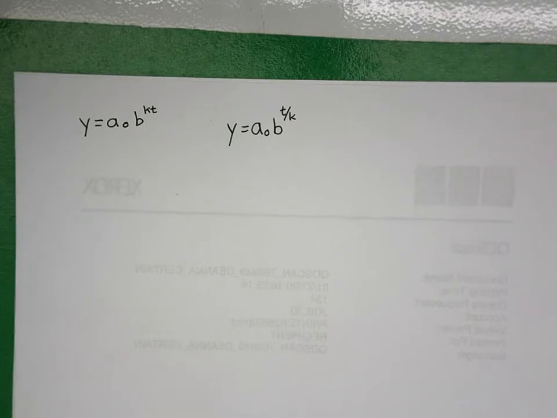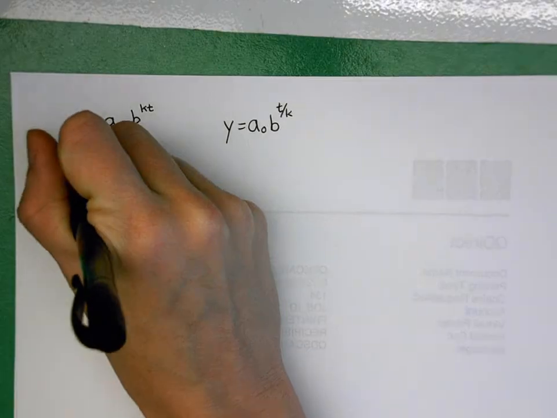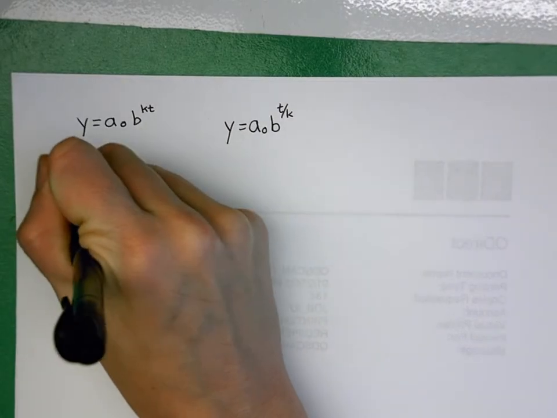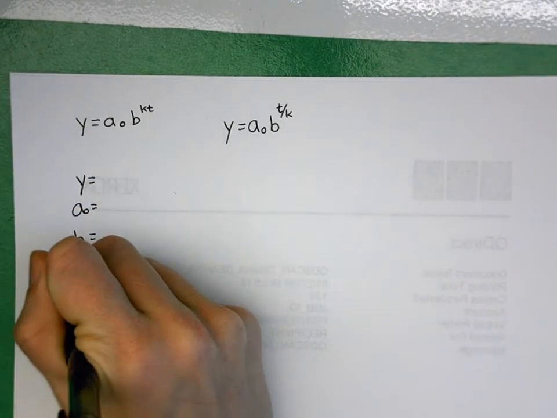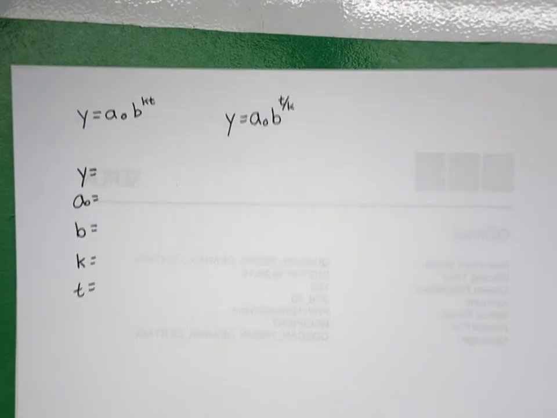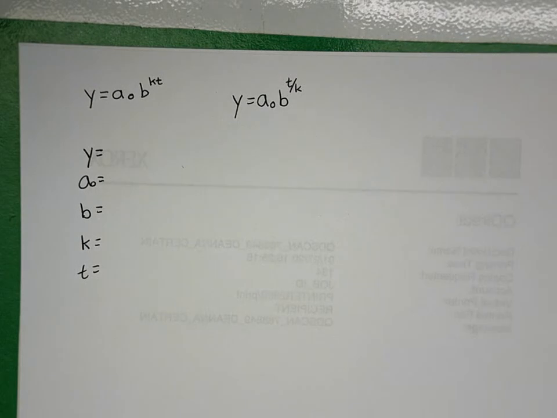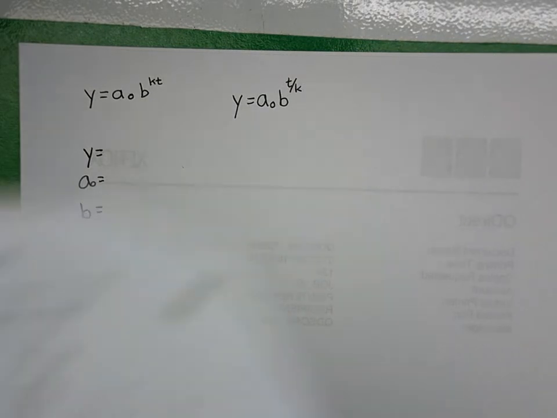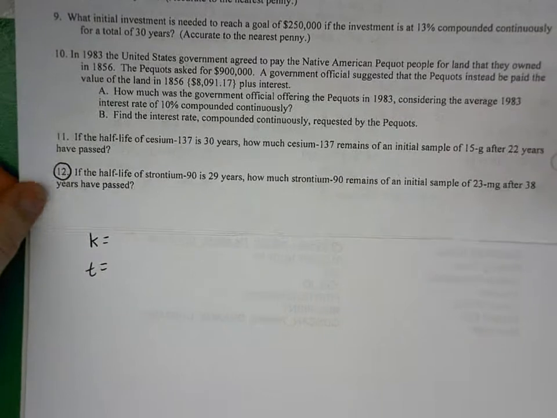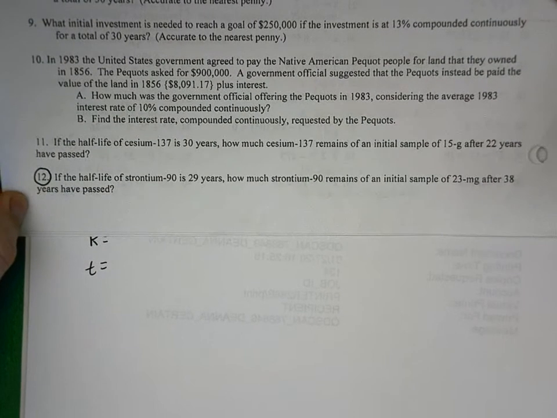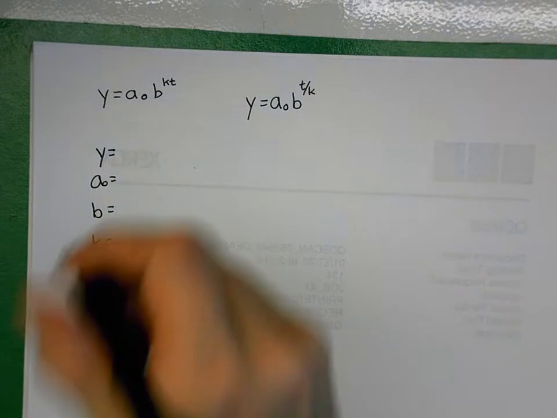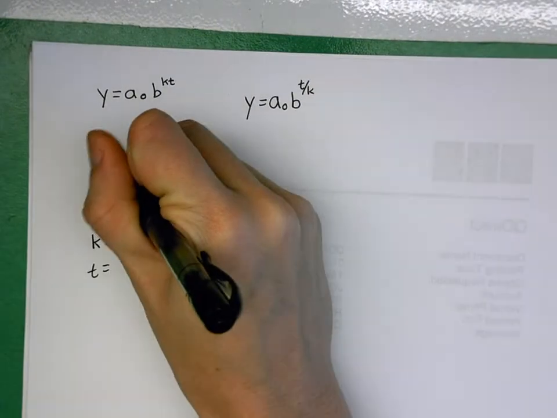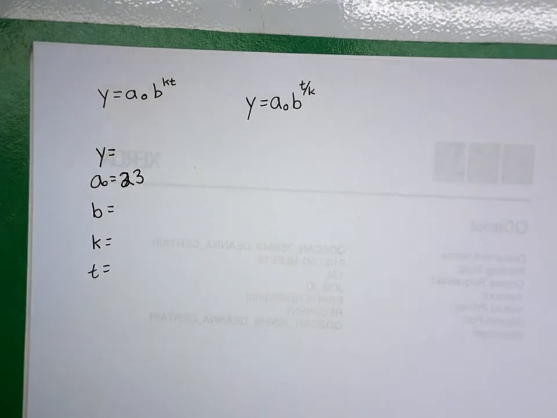Based off that question, we are going to be looking for these values. What is our y, our a naught, our b, our k, and our t? Okay, so first things first, a naught. A naught, remember, is always your initial value, and so take a look at this example again. What was our initial value in this one? Our initial value in this one would have been 23, and so 23 is going into a naught.